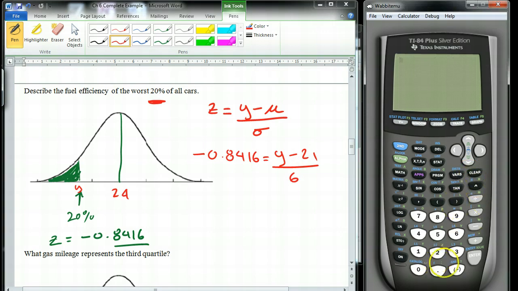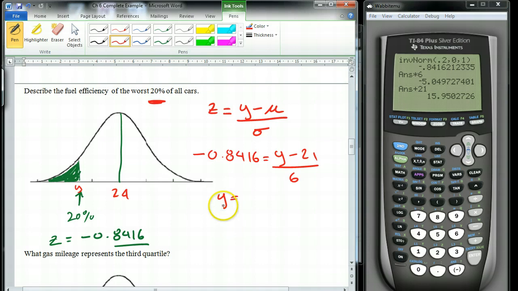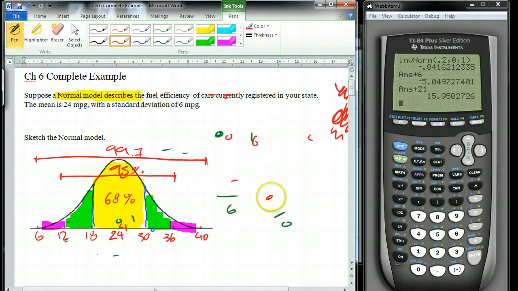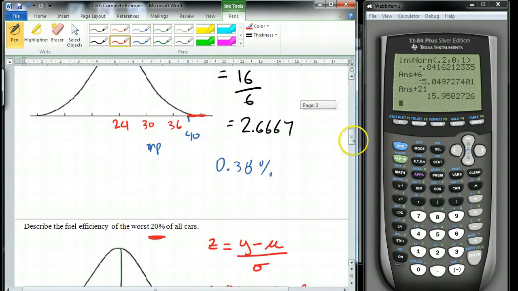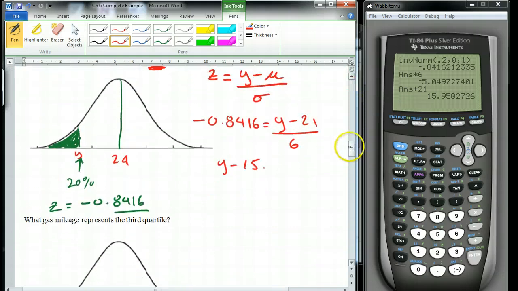So let me just do this. I should have kept that on the screen. That was silly. Maybe I can pull it up. Second function entry, enter. Oh, there it is. Times 6, plus 21. All right, 15.95. So our Y equals 15. Oh my goodness, I've got to get better. Sorry guys, it's the first time I'm using this tablet, so I'm getting used to it.